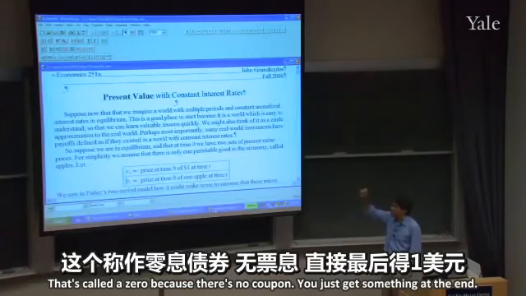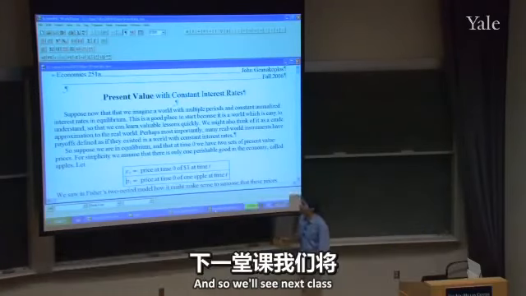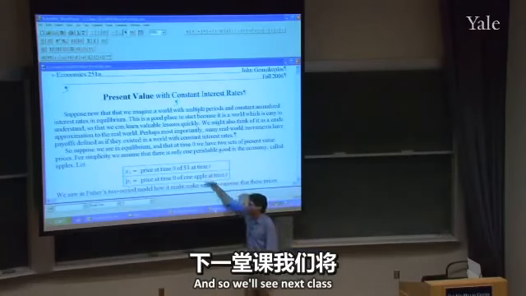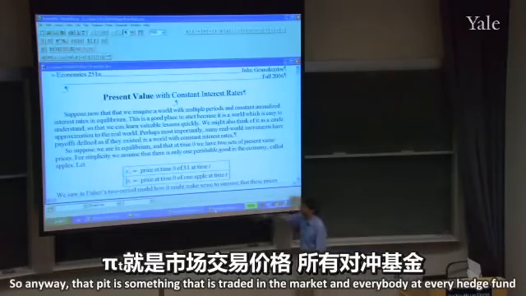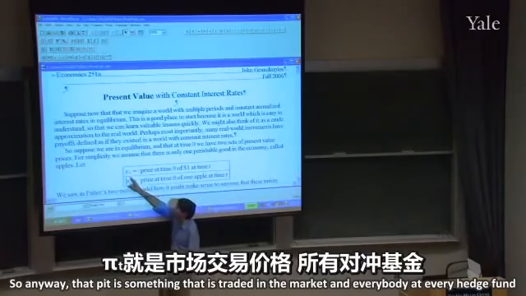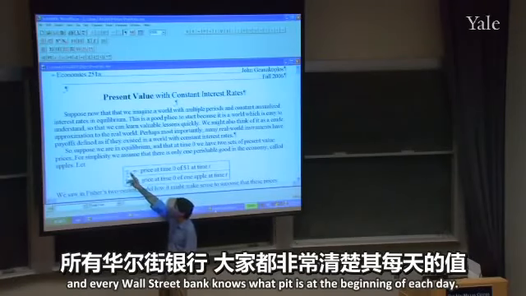That's called a zero, because there's no coupon, you just get something at the end. And as we'll see next class, we're going to start talking about real markets and what the prices of all those zeros are. So anyway, that pi t is something that is traded in the market, and everybody at every hedge fund and every Wall Street bank knows what pi t is at the beginning of each day.